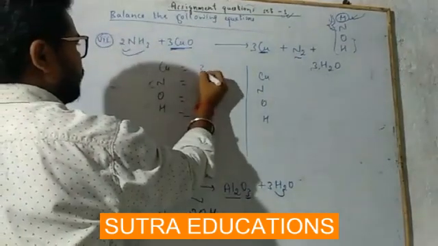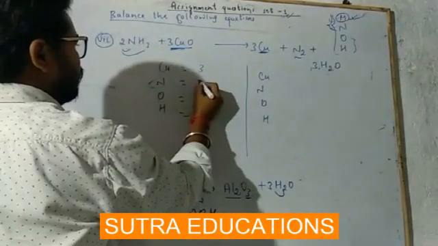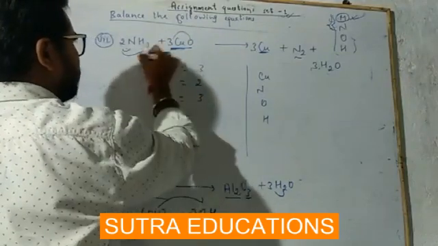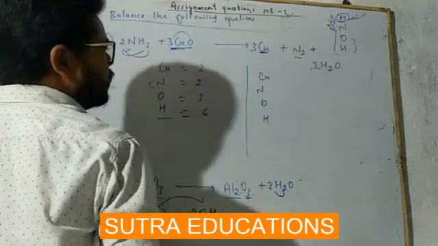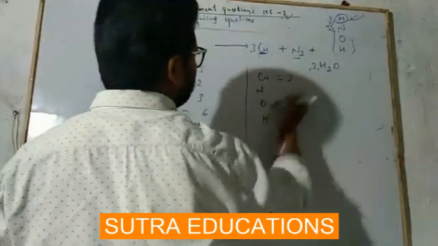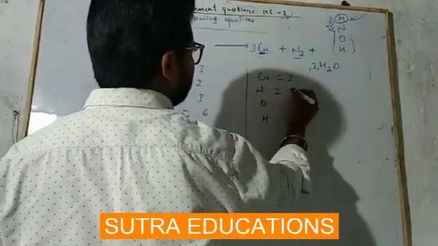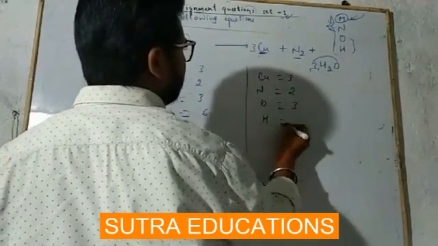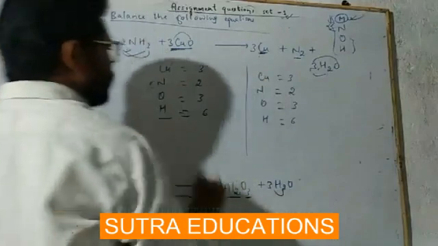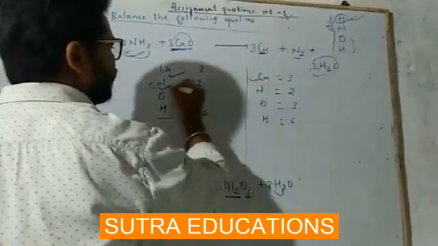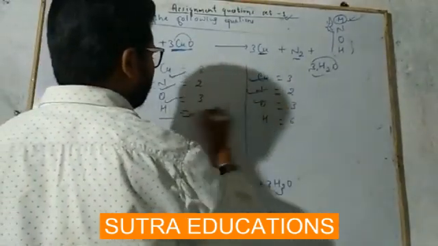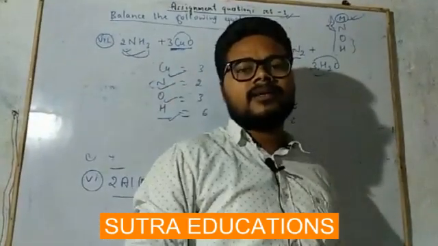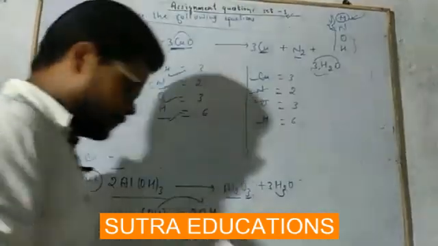Copper is 3, nitrogen is 2, oxygen is 3, hydrogen is 3 into 2, 6. Okay, copper is 3, nitrogen is 2, oxygen is 3, and hydrogen is 3 into 2, 6. It means copper on both sides is equal, nitrogen on both sides is equal, oxygen on both sides is equal, and hydrogen on both sides is equal. It means we will say the reaction is balanced now. Okay, come to the next question.